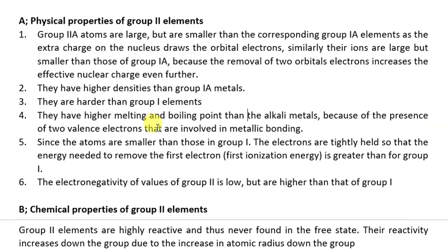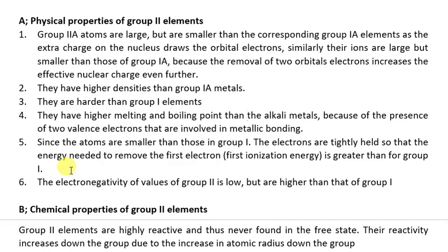Number 5, since the atoms are smaller than those in group 1, the electrons are tightly held so that the energy needed to remove the first electron, the first ionization energy, is greater than for group 1. Kwa hiyo group 2 elements they are smaller na electrons zimevutwa zaidi towards the nucleus. Kwa hiyo energy inayotakiwa ili kuweza kuremove electron itakuwa ni kubwa. They have greater ionization energy than group 1 elements.